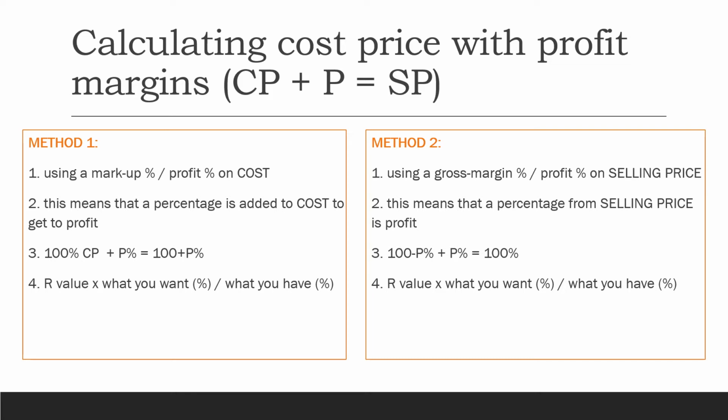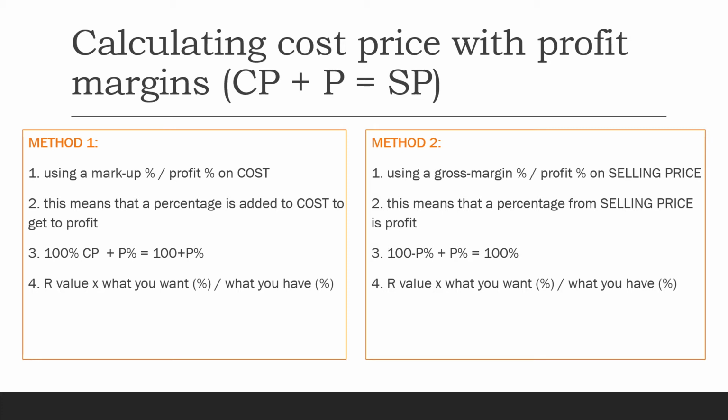Okay, so we are at the area towards the end of your learning unit, 2.8, 2.9, question round about there. Now we start getting profit margins. The question tells you you're making a 50% profit on cost, or your margin is a 40% gross margin on selling price, and you suddenly don't know what to do.